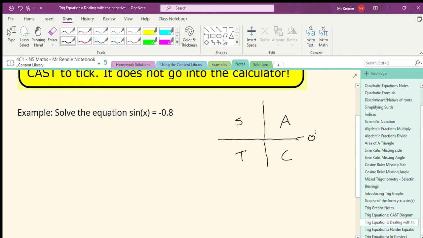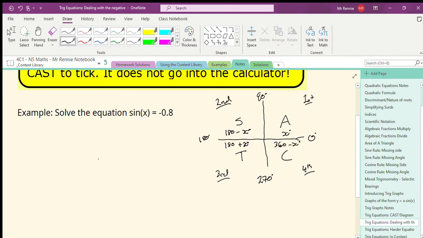Put in our degrees. We start off at 0 degrees, go up to 90 degrees, 180 degrees, and 270 degrees. We should have had plenty of practice at this previously. Now we're going to put in what quadrants we've got: first, second, third, and fourth. And the last thing is my rules. The first quadrant answer is x, second quadrant answer is 180 minus x, third quadrant is 180 plus x, and the last answer is 360 minus x.